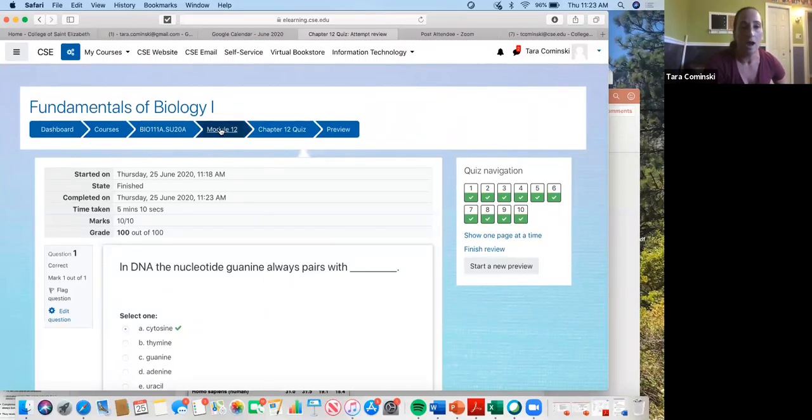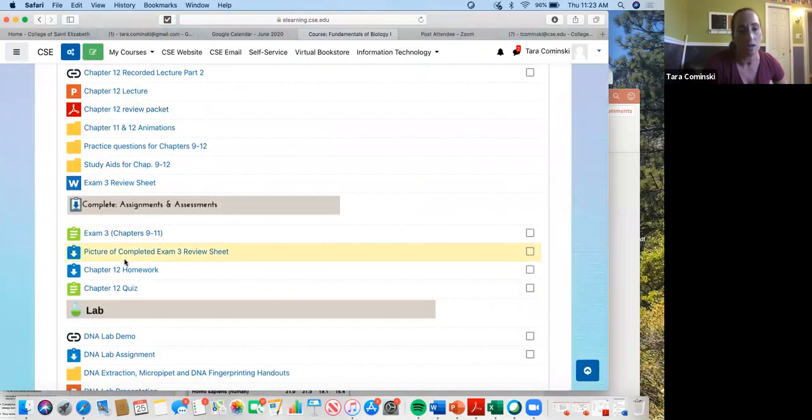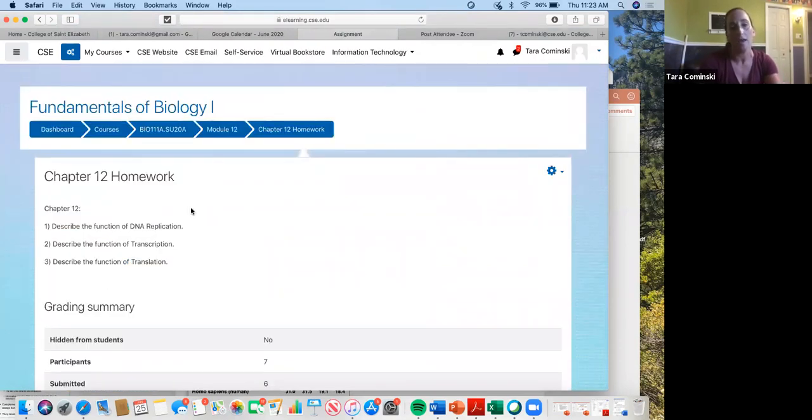Now what I'm going to do is go back to that review sheet. And let me just check the chapter 12 homework to make sure I hit everything here. Yeah. So if you just want to talk about basic function, the function of DNA replication is to replicate the entire genome, to make an entirely new DNA molecule.